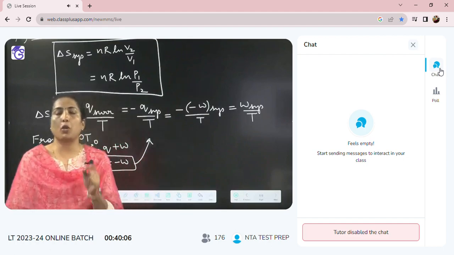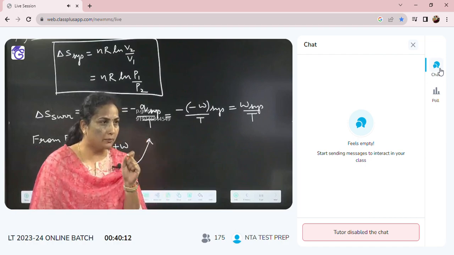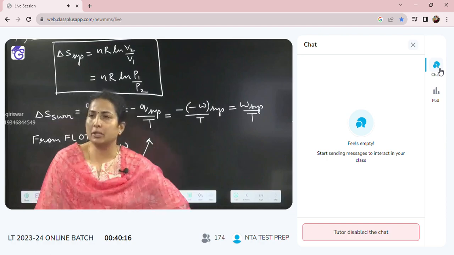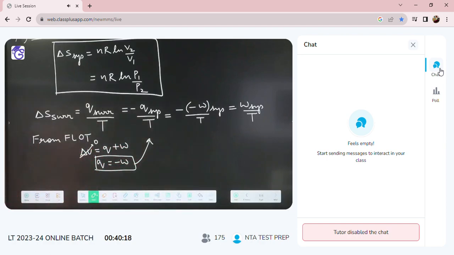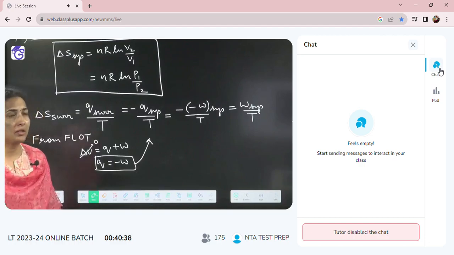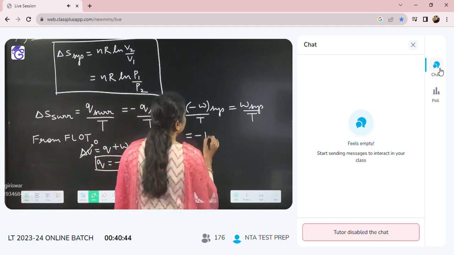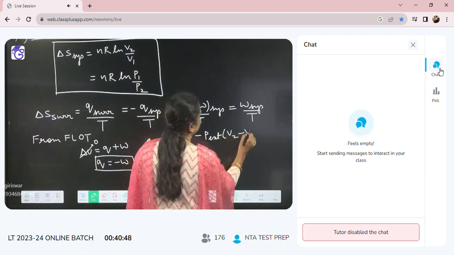Now, do you remember the formula for the calculation of work done in an irreversible isothermal process? Does anybody remember the formula? Work done in an irreversible process, in an isothermal process. Nobody remembers? Yes, correct. Smriti has written that it will be minus P external delta V. So I am writing minus P external, V2 minus V1, upon T.